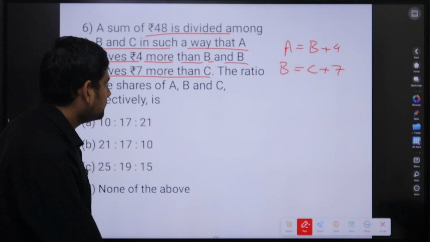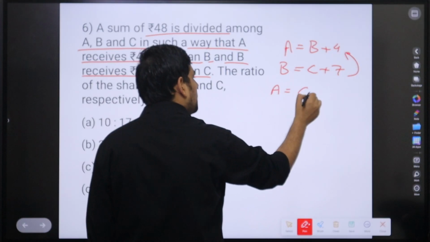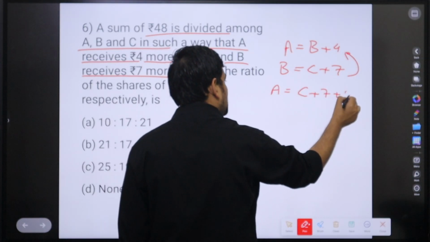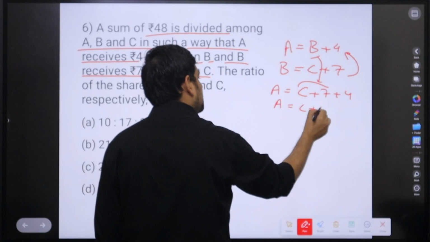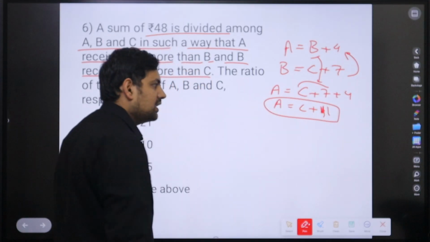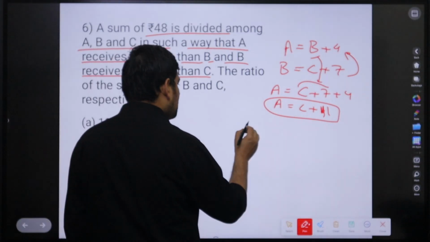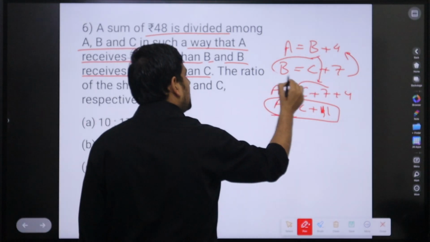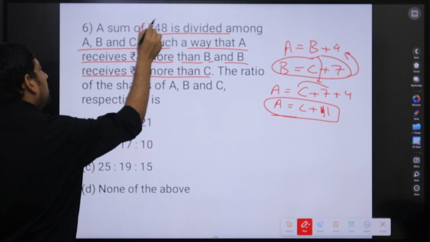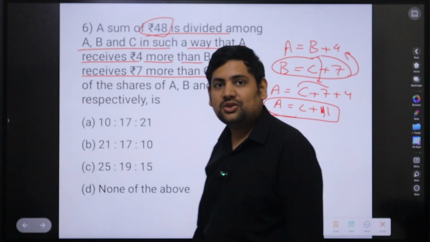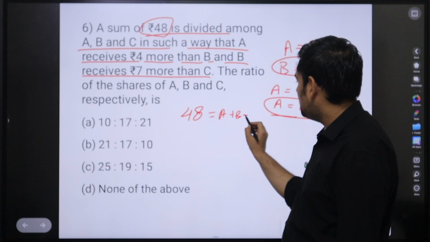Now, if this is so, I can also write A in terms of C. Can you see how? A is equal to B plus 4. So this is C plus 7 plus 4. Correct? In place of B, I have written C plus 7. So A becomes C plus 11. Now, if A is C plus 11, then you have all the three values. A is C plus 11, B is C plus 7 and C is of course C. Now it is given that the sum total of them was 48. So 48 is equal to A plus B plus C.